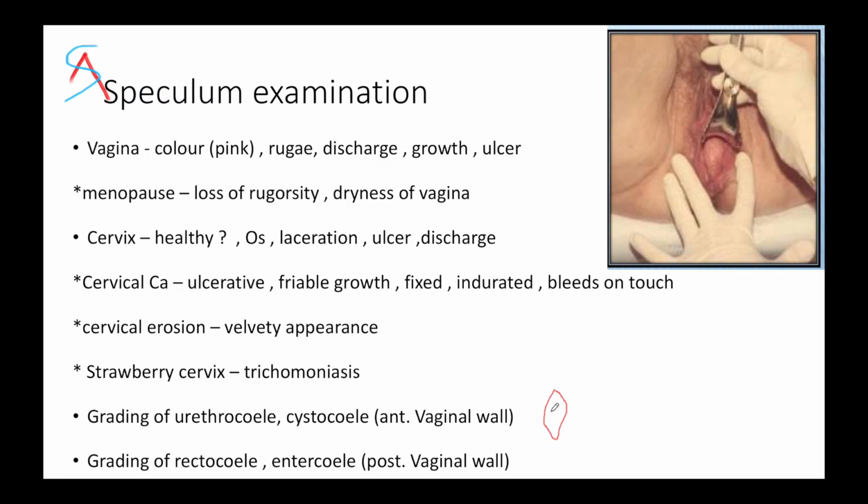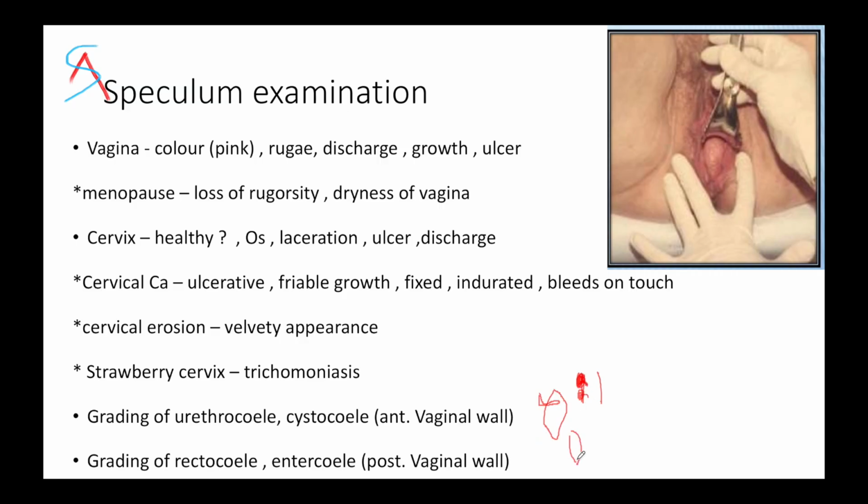You have to first reduce the mass to the normal position. Then you put a speculum in the anterior vaginal wall and tell the patient to strain. While the patient is straining, slowly you remove your speculum and notice which side of the vaginal wall is bulging. If the bulge is coming from the upper anterior vaginal wall, it is cystocele. If the bulge is there in the lower vaginal wall, it is urethrocoele.